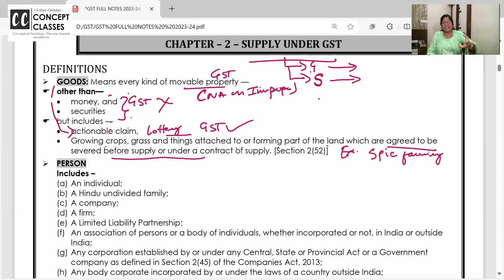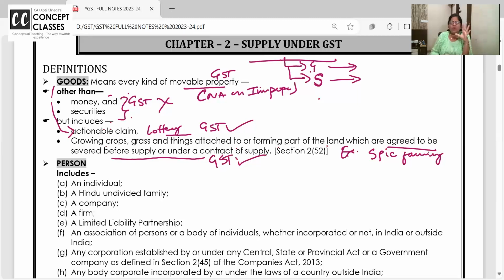So those spices which are removed from the land, cocoa beans, coffee beans, these are removed from the plant, then roasted and processed, and we get the powdered chocolate and all. So very well GST is applicable.